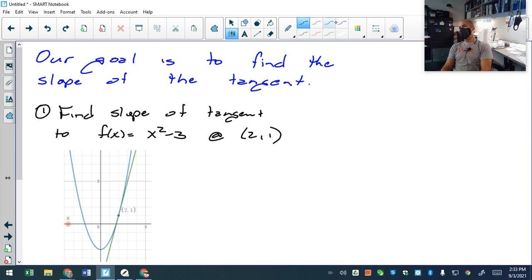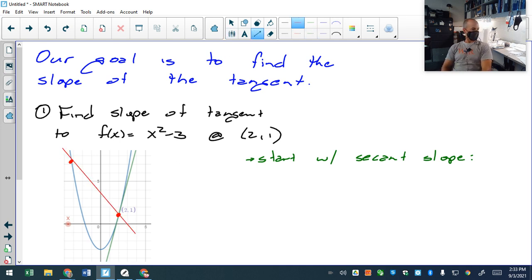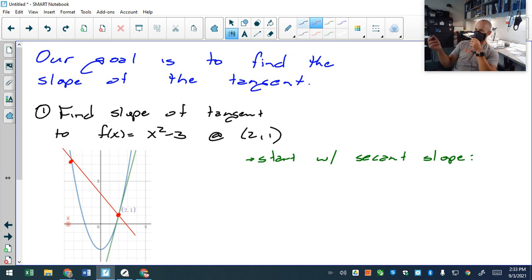And the way we do that, our mechanism for finding that tangent slope, is we're actually going to start with the secant slope. To do that, I'm just going to pick some random x coordinate, some random point somewhere else on the curve. I have a little x right there. I'm going to pick this point right here. And I always want to include the point of tangency, that point (2, 1). So if that's my secant, looks something like this right now, I want to find the slope of that secant, and we're going to do the slope with algebra right now.